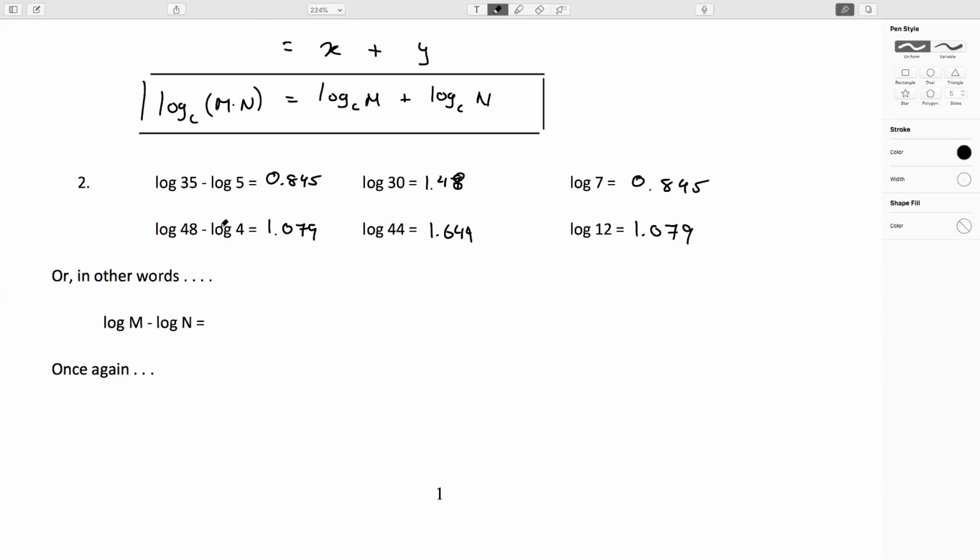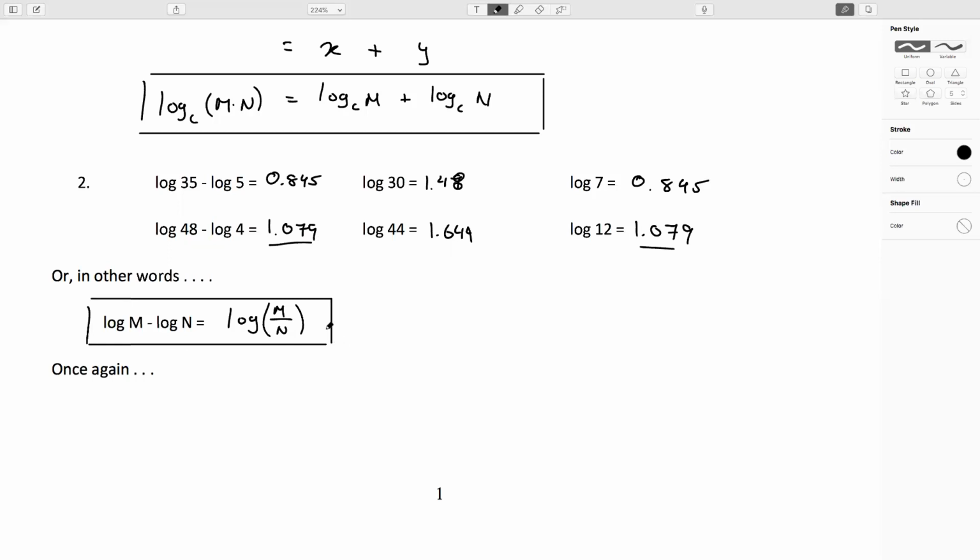Let's try another one. Log of 48 minus log of 4. 48 minus 4 is 44. That one doesn't work. 48 divided by 4, however, is 12. And log of 12 is the same as log of 48 minus log of 4. So it looks to me like log of m minus log of n equals log of m divided by n. It's kind of the opposite of what we just did. When we added them, we were multiplying the arguments. And when we're subtracting them, we're dividing the arguments.